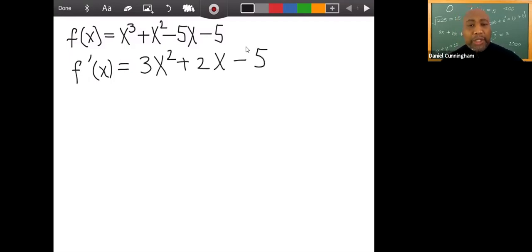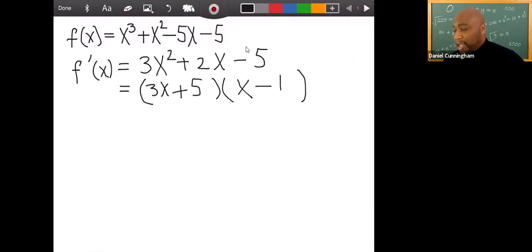Now, in this particular example, to make it a little bit easier, we have this as a quadratic. And so I'm going to factor this and show you why I'm factoring it. So it'll be 3x plus 5 and x minus 1. That's another way of writing 3x squared plus 2x minus 5. All I did was factor it and rewrite it to show you that sometimes when you can factor it, it makes it a lot easier to find increasing and decreasing of the function, and also some other little things I'm going to show you a little later.